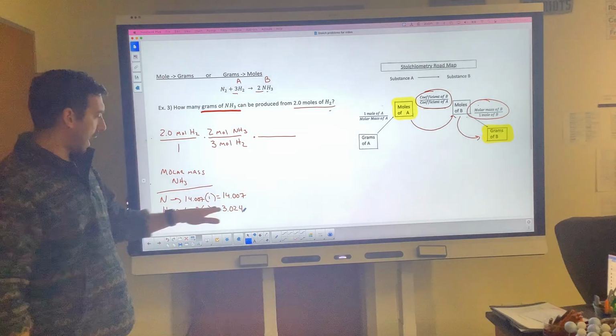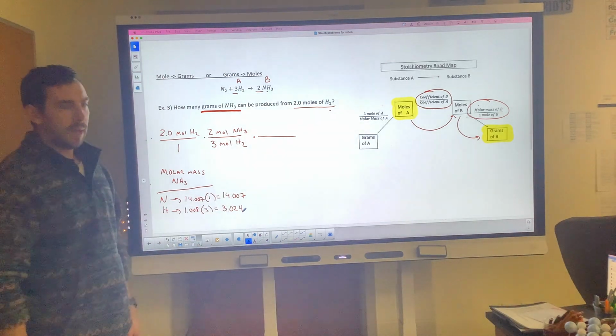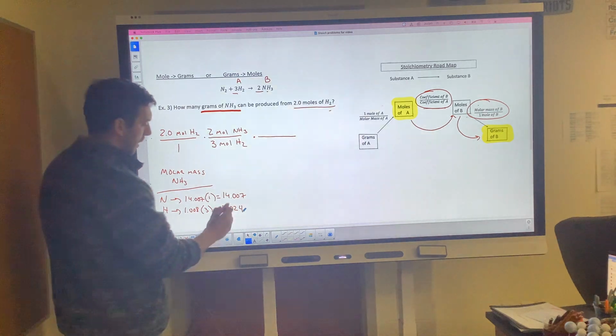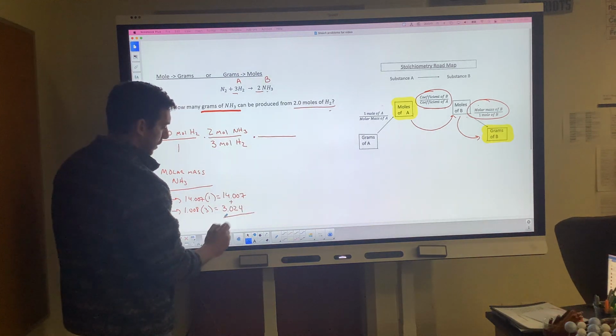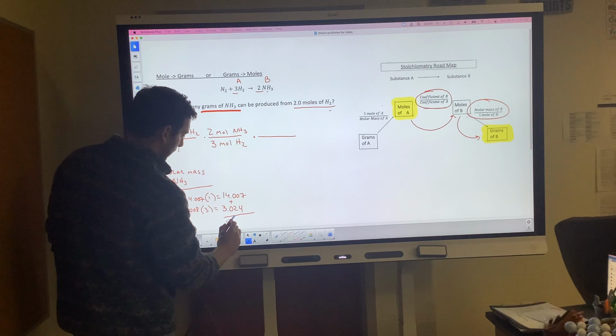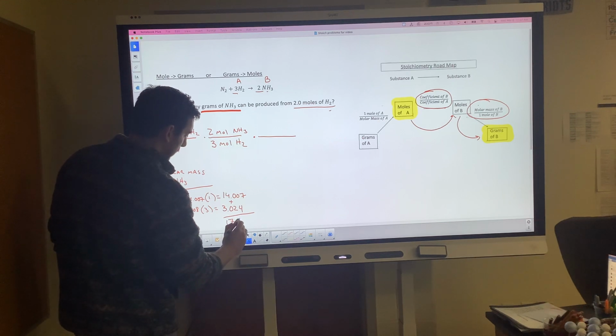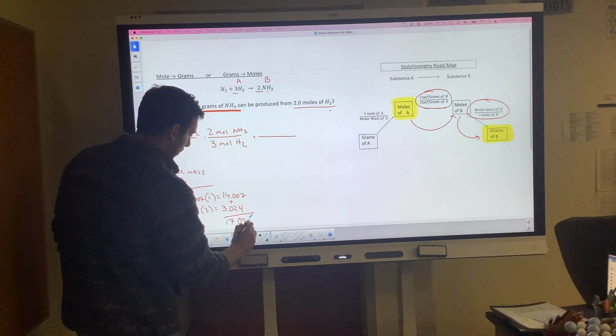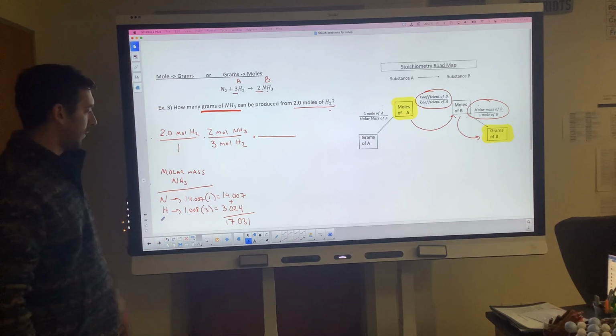All right, in later videos I may shorten this out, but those are the steps you should do each time. Right? Then we can just add them together to get our total, and we should have 17.031 for our molar mass of NH3.